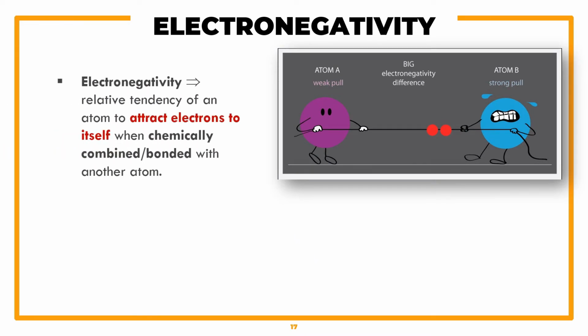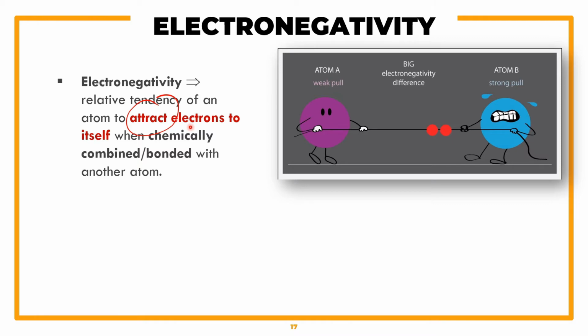Electronegativity. Electronegativity is the relative tendency of an atom to attract electrons to itself when chemically combined or bonded with another atom. In a simple word, electronegativity refers to the tendency of an atom to attract the bonding electrons to itself when it is still chemically bonded with another atom.